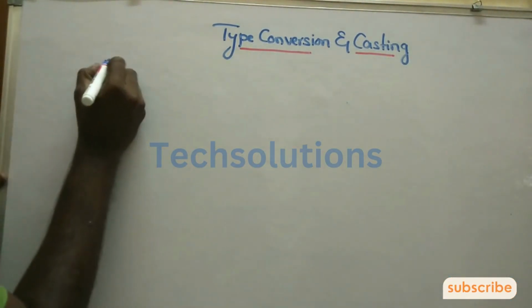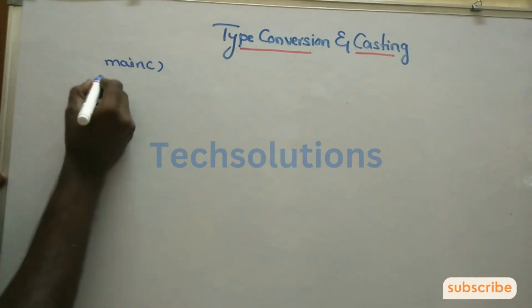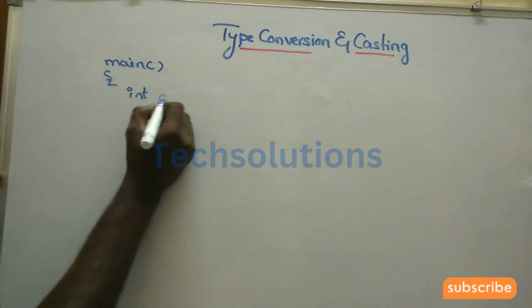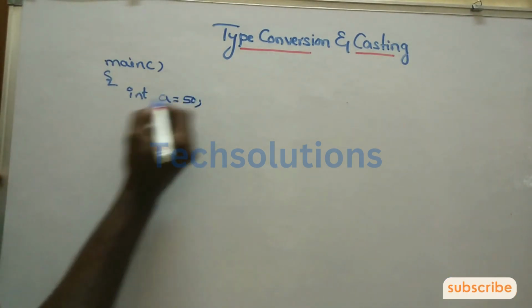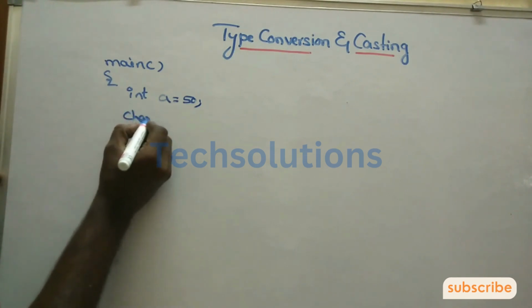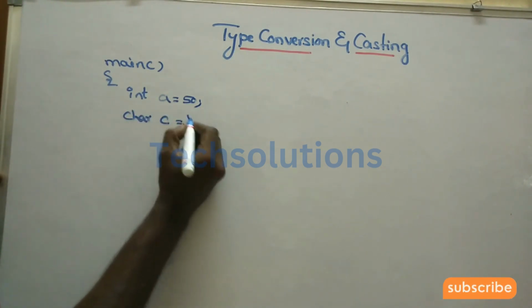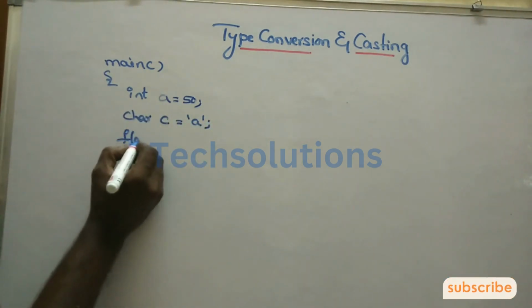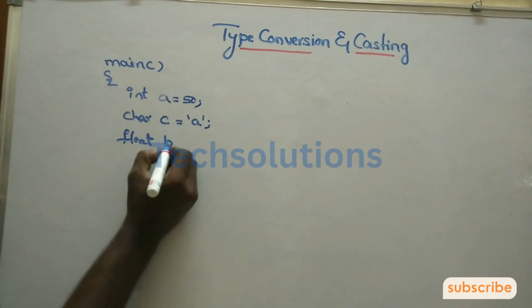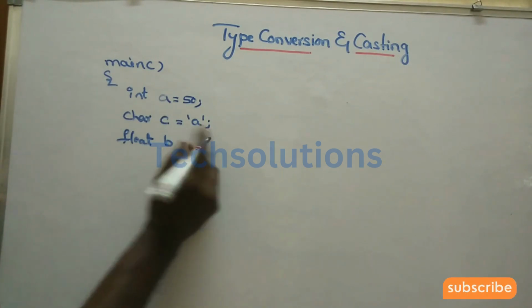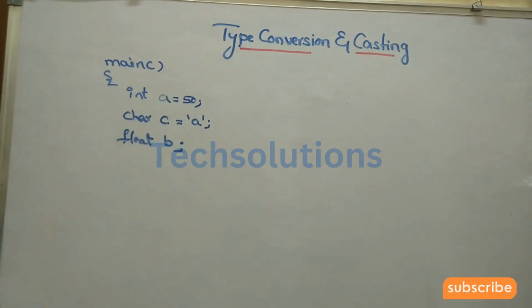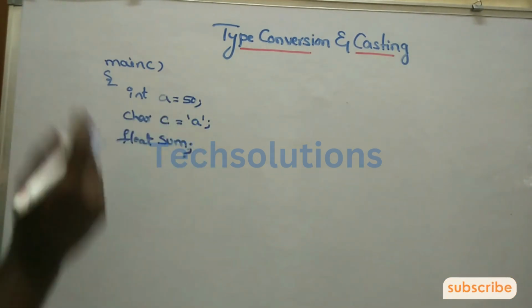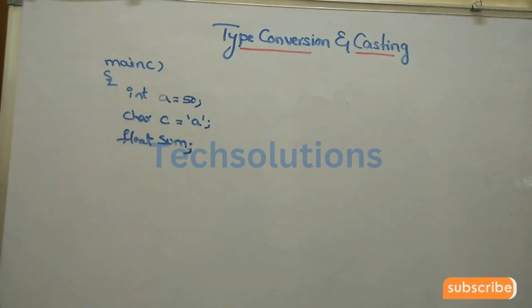I have simply written one program. Suppose main, right? Here I can declare three different types of values. Suppose int a, and the value of a is 50. Suppose the second value is a character, c, and I assign it the single character a. Then I declare one more type, float b. I didn't assign any value. Otherwise I simply use a variable as sum. These are the three different variables I have to use.